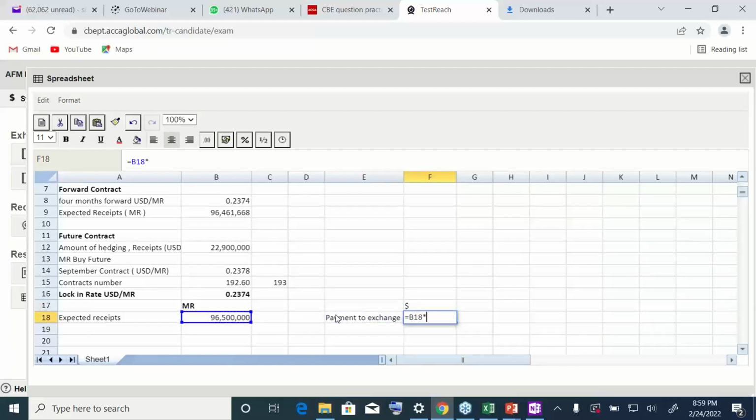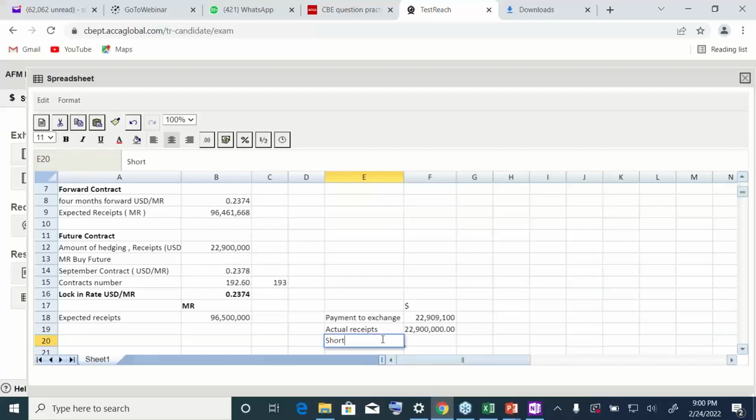96.5 million MR into 0.2374 at the lock-in rate. So you will be paying 22.909 million to the exchange. Payment to the exchange, but your actual receipts are 22.9 million. You have to pay 22.909 million, but your actual receipts are 22.9 million.